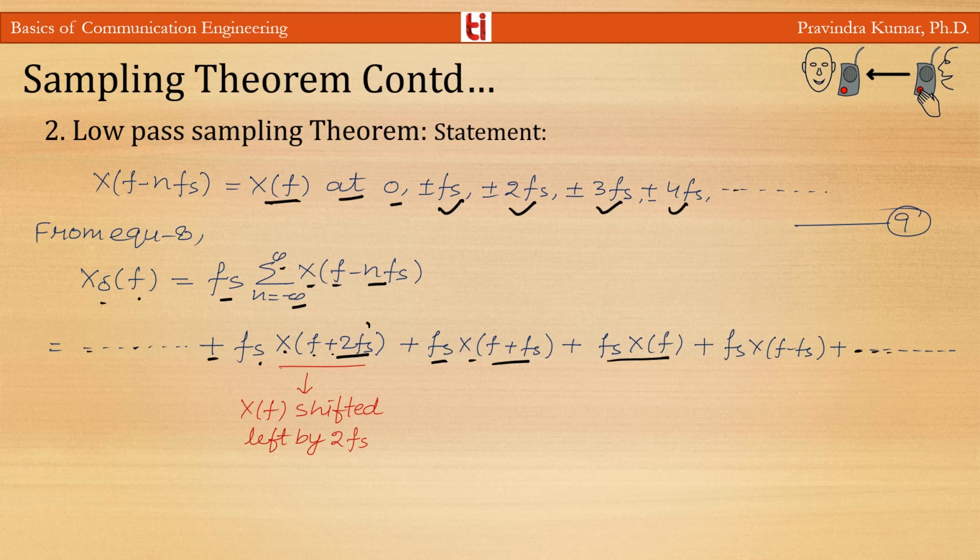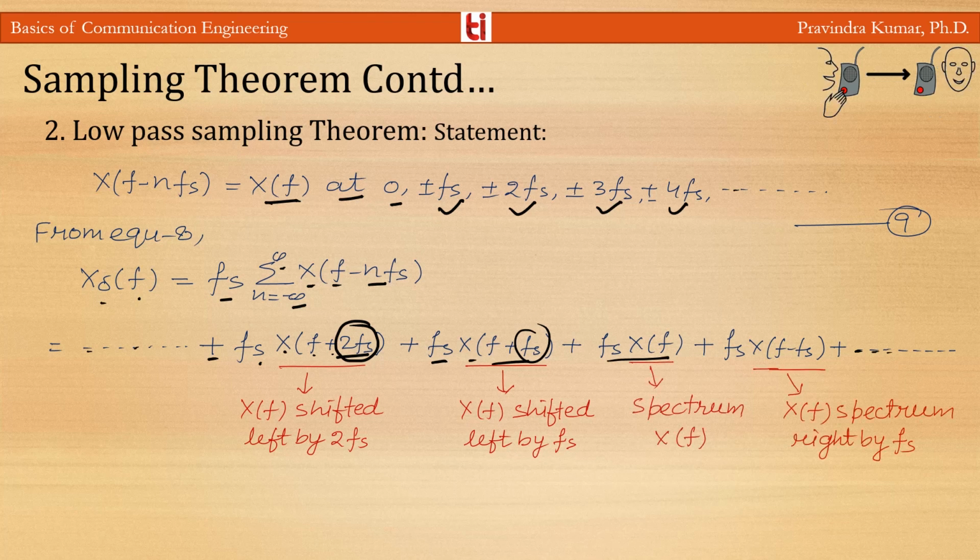So here the first term is X(f) shifted left by 2fs. So the spectrum of x(t) is shifted to the left by 2fs, and the spectrum of x(t) is shifted left by fs in the second term, and this is the spectrum of X(f), and here this is the spectrum of X(f) shifted right by fs. So the minus indicates shifted to the right and plus indicates shifted to the left.